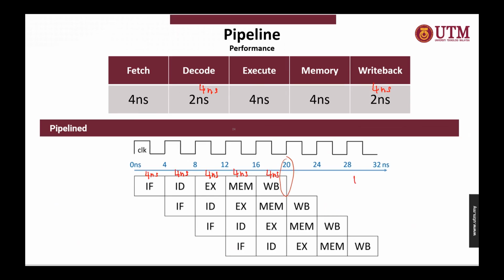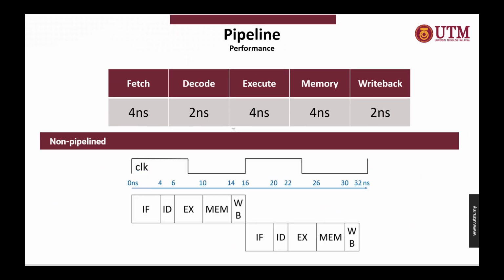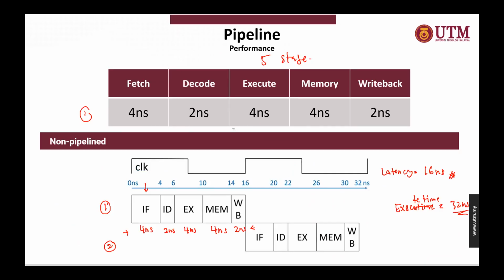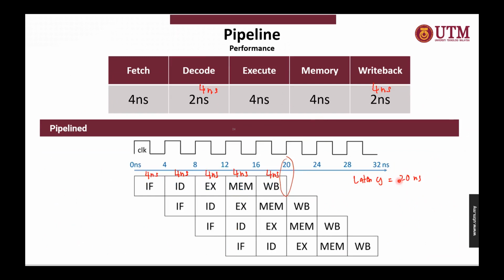And now the latency is equivalent to 20 nanoseconds. Previously, latency cost you 60 nanoseconds, but with the pipeline the latency is now 20 nanoseconds. Next, we're going to find out the throughput.